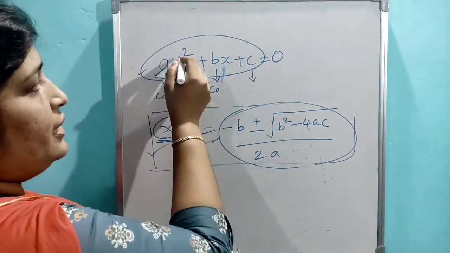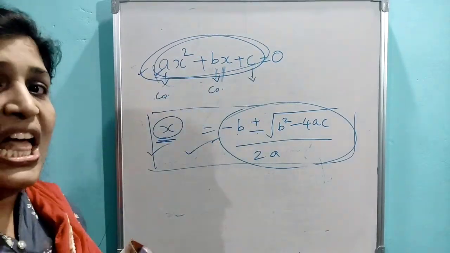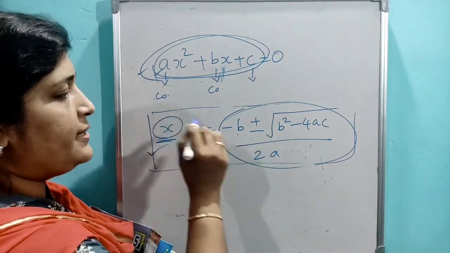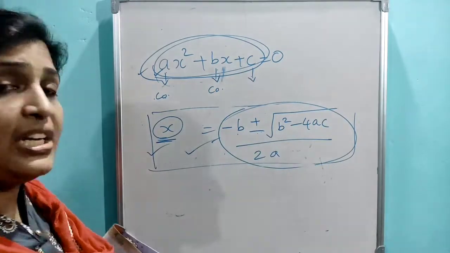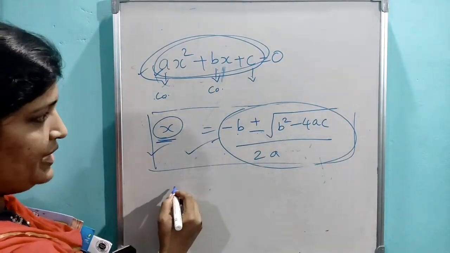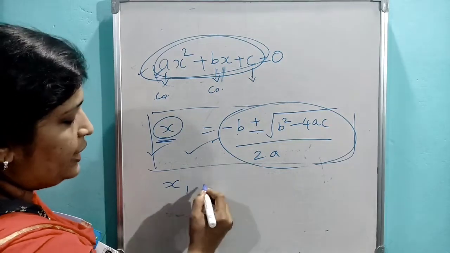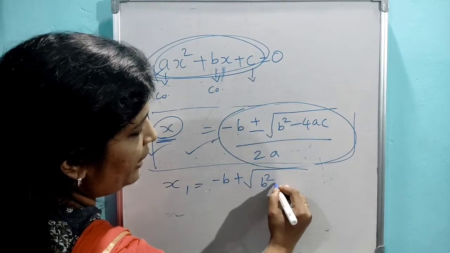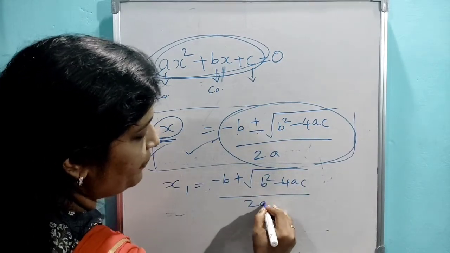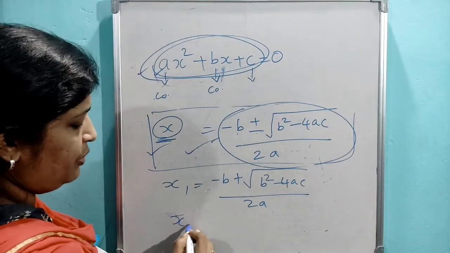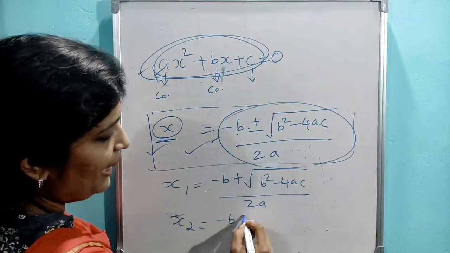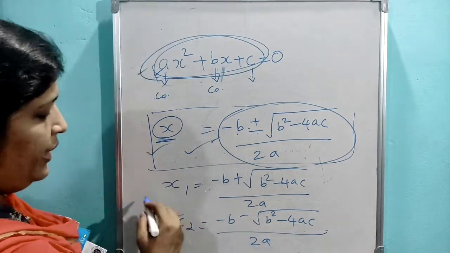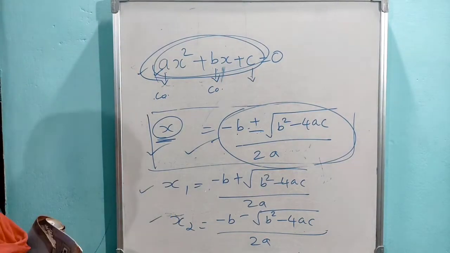And what is this general second degree equation? ax square plus bx plus c is the general form of a second degree equation, and the solutions are of the form x is equal to minus b plus or minus root b square minus 4ac by 2a. That means two solutions are there. Let us write the first one as x1: x1 is equal to minus b plus root of b square minus 4ac by 2a. First solution. Second solution, that is minus b minus root of b square minus 4ac by 2a. These are the two solutions of the equation.